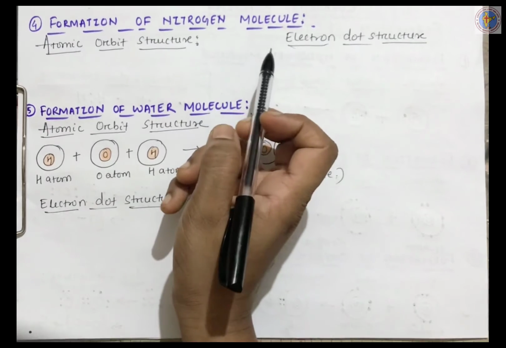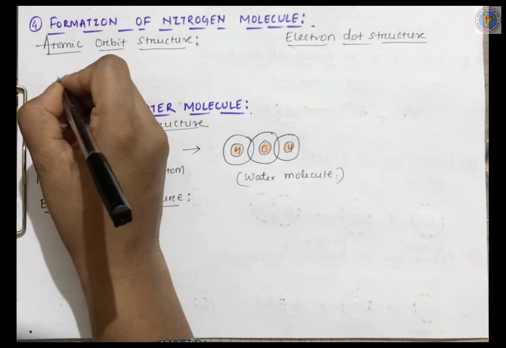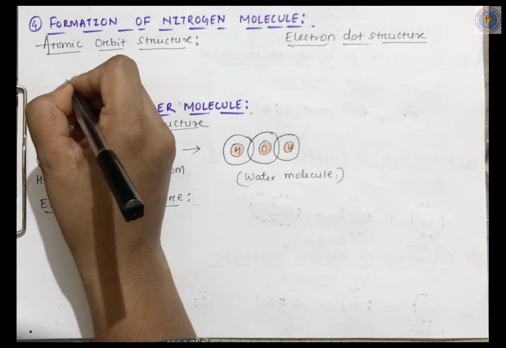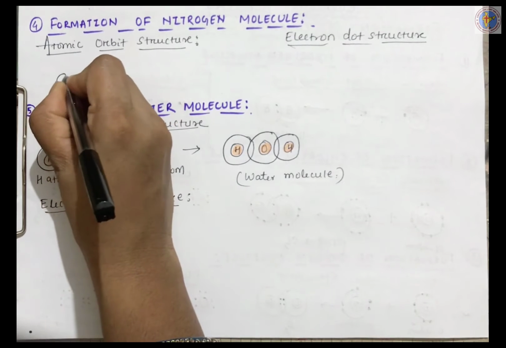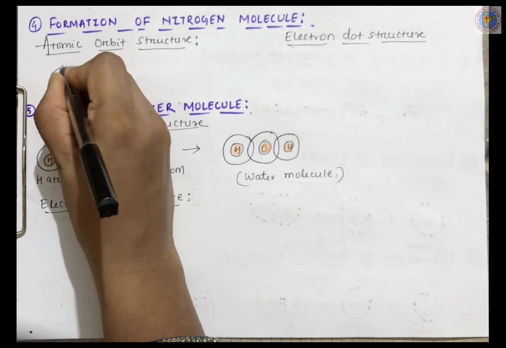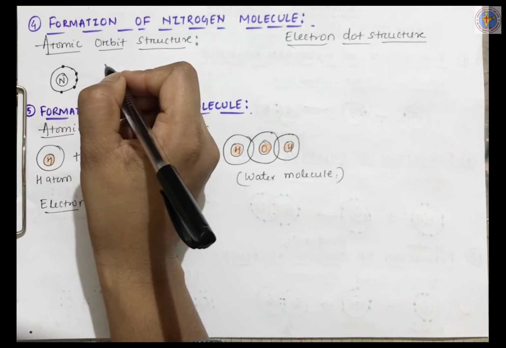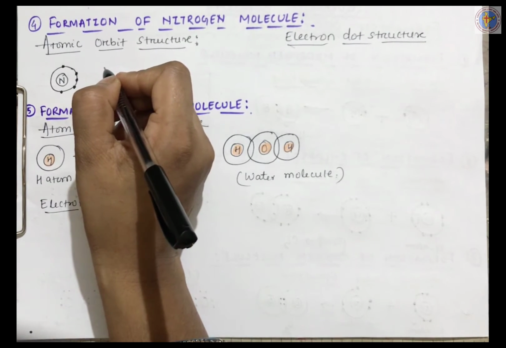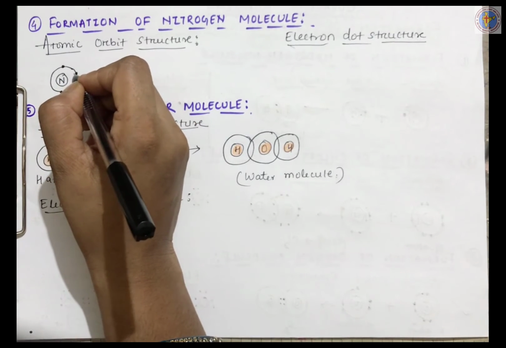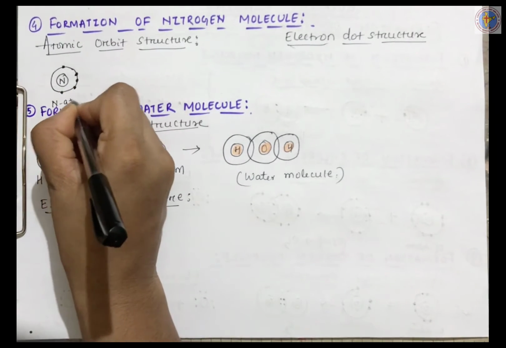Next one is the formation of nitrogen molecule. Let us draw the atomic orbit structure first. Children, tell me how many electrons are present in the outermost shell of a nitrogen atom? Yes, 5 electrons. So this is 1, this is 2, and here 3. So how many electrons does nitrogen need to attain the stable electronic configuration, children? Since it has 5 electrons in the outermost shell, it needs 3 electrons. So here we are going to see the sharing of 3 pairs of electrons. Hence I have written like this, 3. So this is your nitrogen atom.